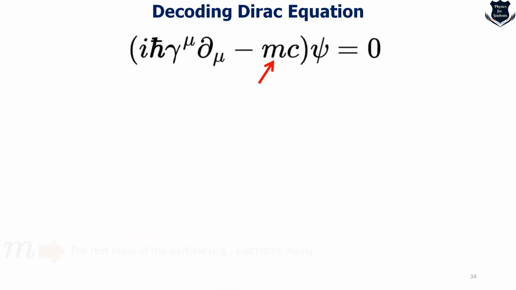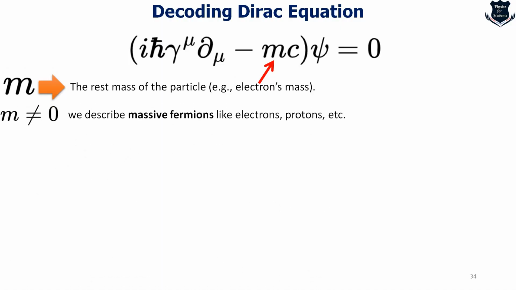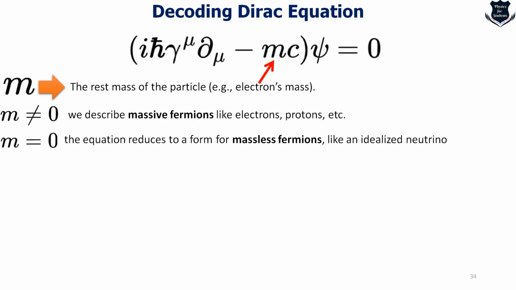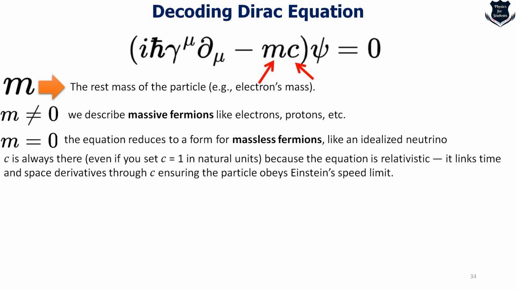Now we come to the very familiar, I don't have to explain much, that is the M, the mass. If M is not equal to 0, we describe massive fermions. If M equals 0, it is massless fermions like an idealized neutrino. And c is obviously the speed of light, we set it to 1.